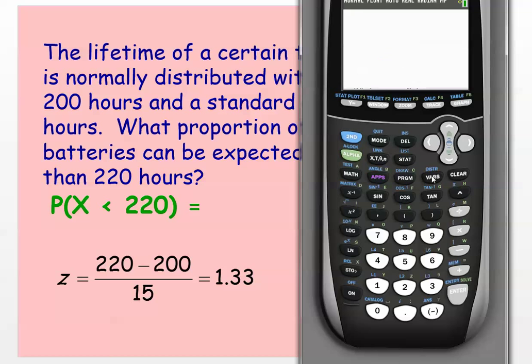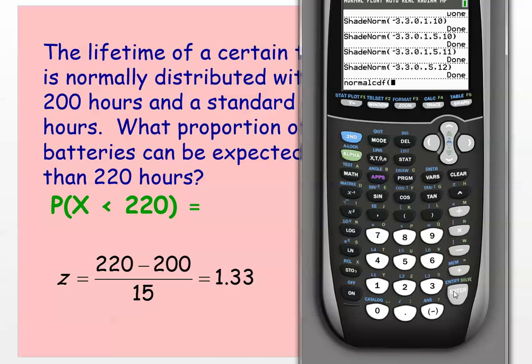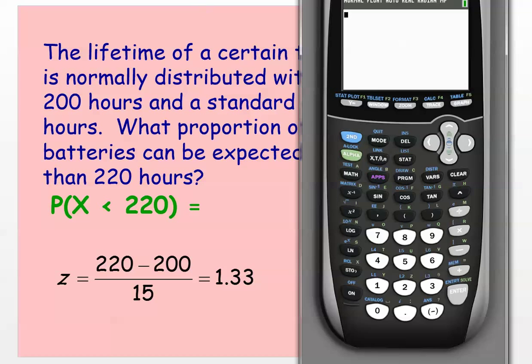So we're going to go to distribution, and we want norm CDF. Okay, let me get rid of all this other stuff here, so clear out the screen. Okay, so in the distribution menu I want norm CDF, so I'm going to pick choice 2 for mine. And it's going to ask for lower and upper.